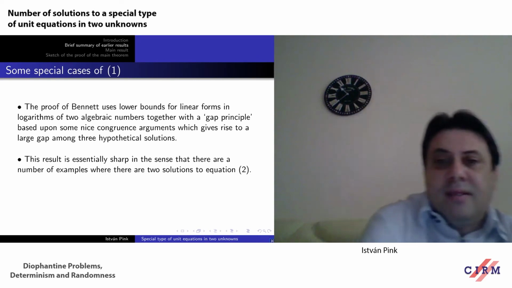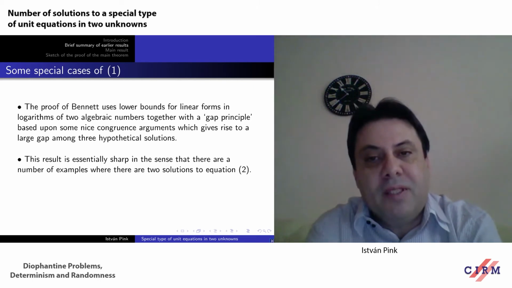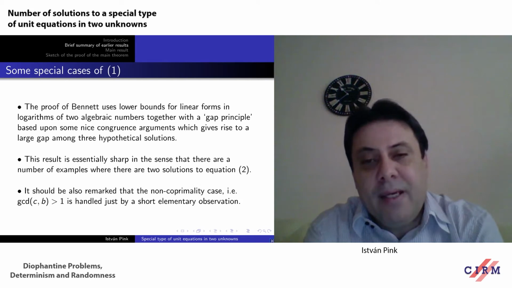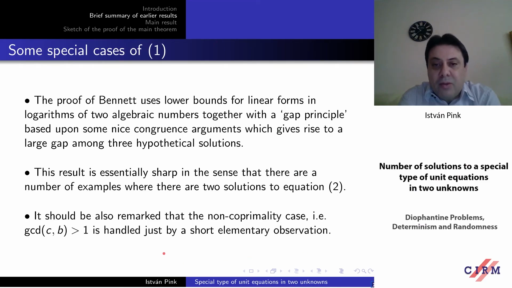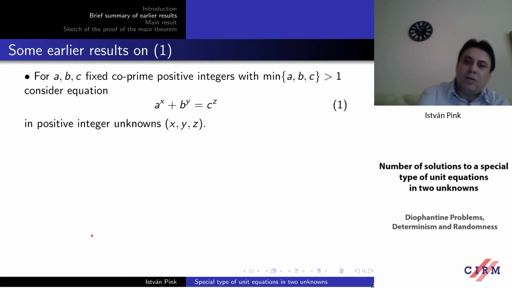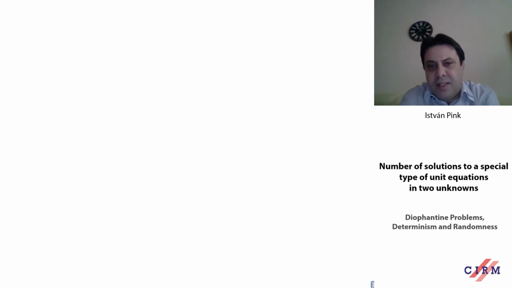As I already mentioned, this result is essentially sharp in the sense that there are a number of examples where there are 2 solutions of equation 2. And I would like to note that the non-coprimality case, namely this case, is handled just by a short elementary observation. Now back to our original equation, and I would like to show you some earlier results on this equation.